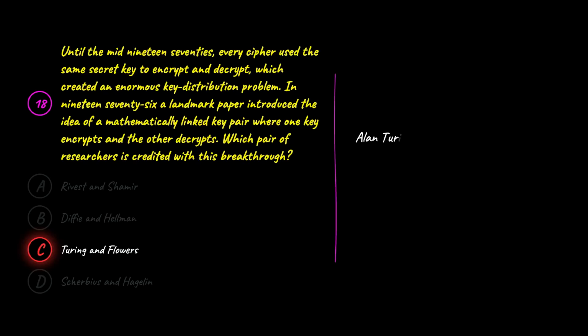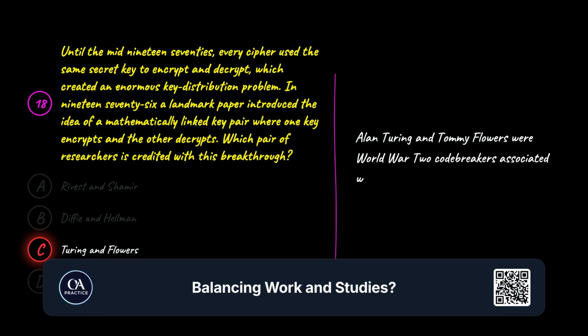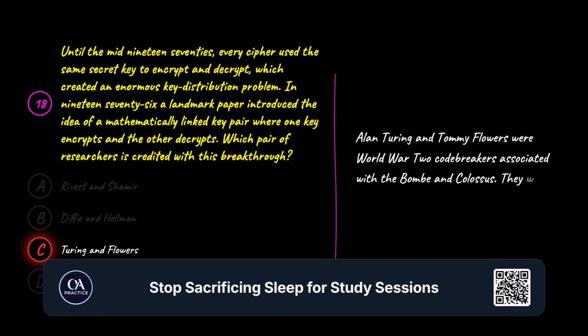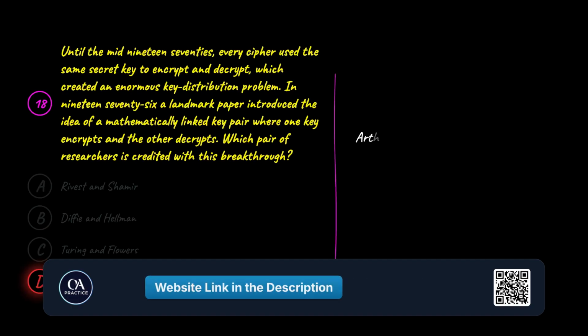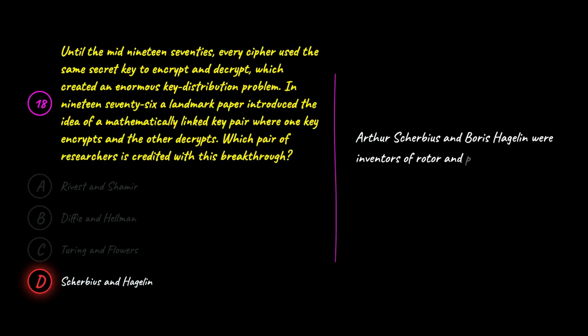C is wrong because Alan Turing and Tommy Flowers were World War II codebreakers associated with the Bombe and Colossus. They were not the authors of the public key concept. D is wrong because Arthur Scherbius and Boris Hagelin were inventors of rotor and pin-and-lug cipher machines. Their work predates and is unrelated to public key cryptography.